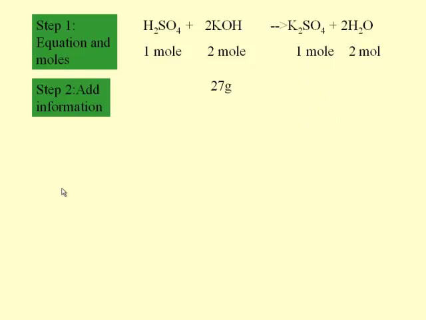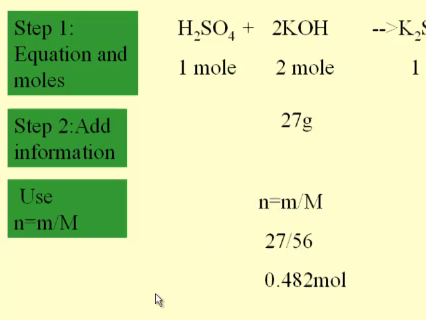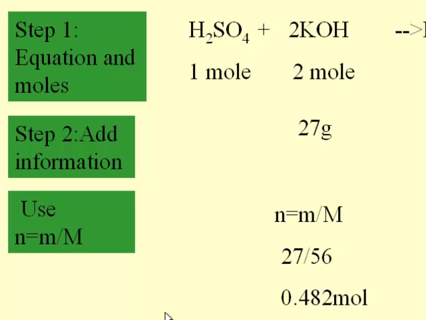Turn into moles. So we've got step 1. Yep, equation, that tells us the moles reacting. Step 2, we put in the piece of information that we've been given. Now that piece of information would allow us to calculate absolutely everything in that equation. But in fact, we're only asked to calculate the potassium sulfate. So we start with that mass and turn it into moles. 27 divided by 56, because that's the molar mass of potassium hydroxide. And that comes out at 0.482 moles.